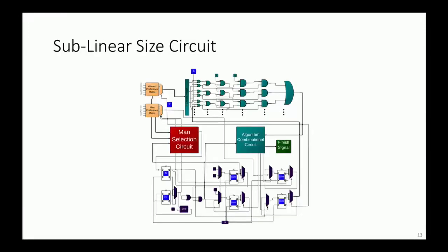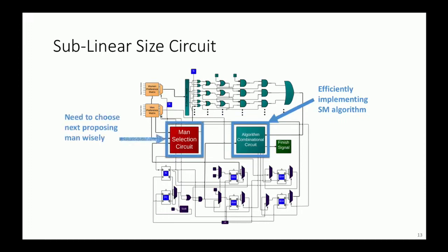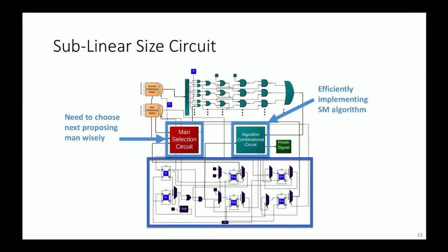This is the schematic view of our sublinear size circuit. The sublinearity is with respect to the number of participants in each group. I'll describe each building block in more detail. This submodule acts as the control flow of the whole circuit, and it basically implements the majority of the code in the stable matching algorithm. This circuit finds the free man in the previous clock cycle and feeds it to the ACC, the algorithm combinational circuit. And this part of the circuit is memory, which can be implemented either as MUX or ORAM.